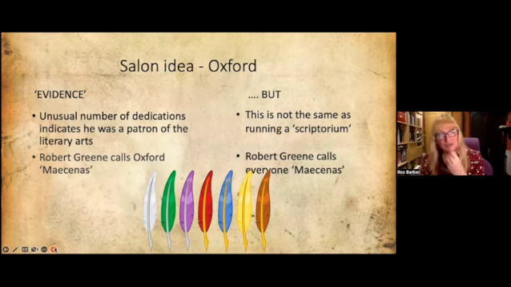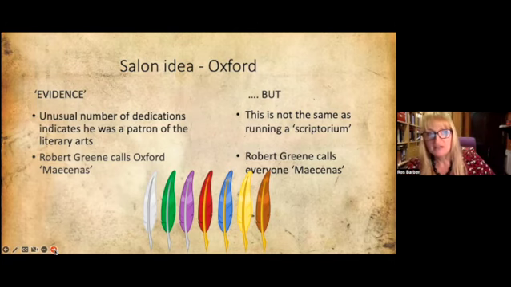Yeah, other evidence I was told is strong was that Robert Greene calls Oxford Maecenas. However, Robert Greene does call everyone Maecenas. Well, at least six people that I found, not just Oxford. Okay, so Oxford was one of the six. In fact, I found a Stratfordian scholar who said it's one of his favourite things to call a patron.